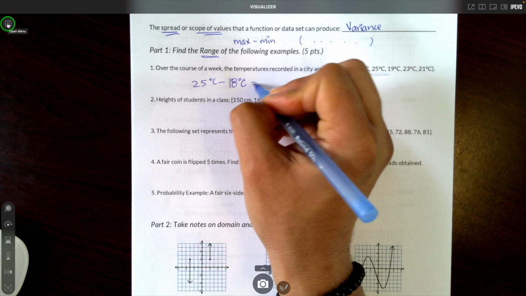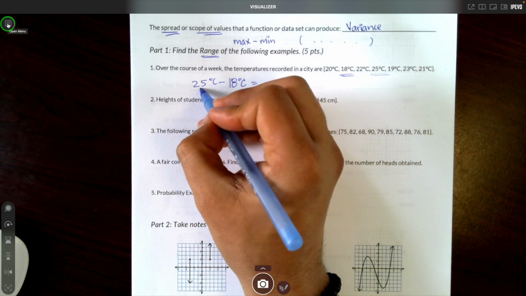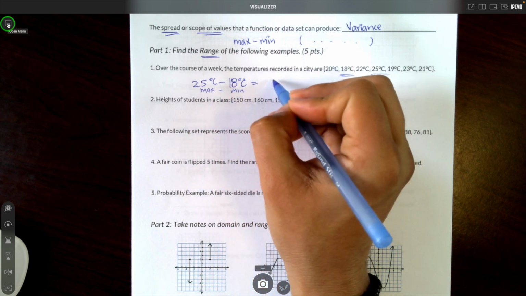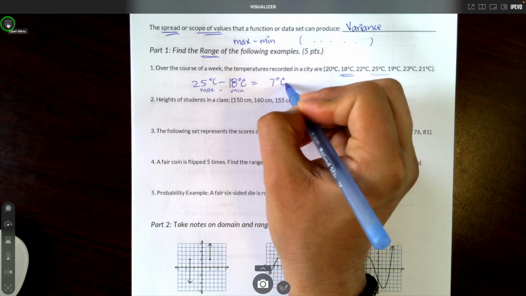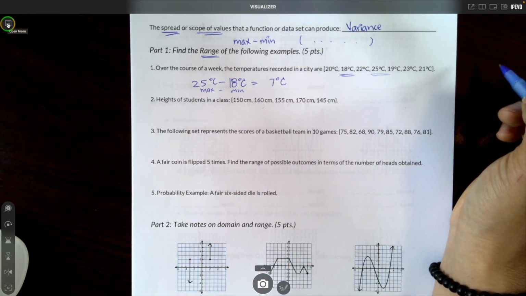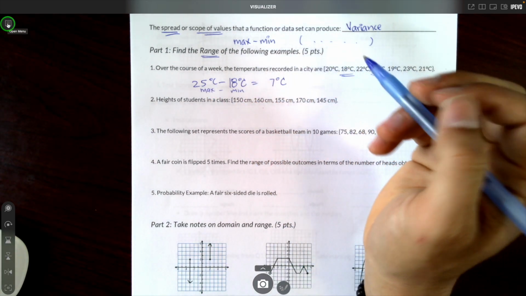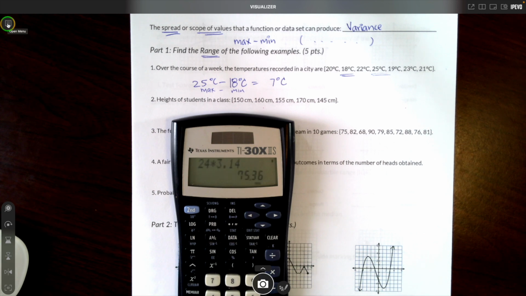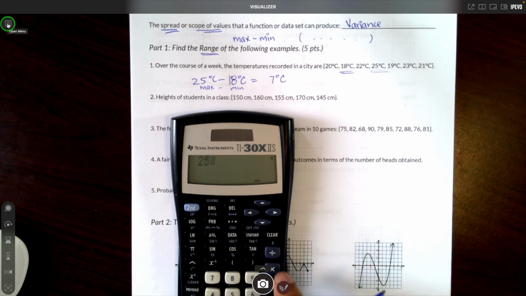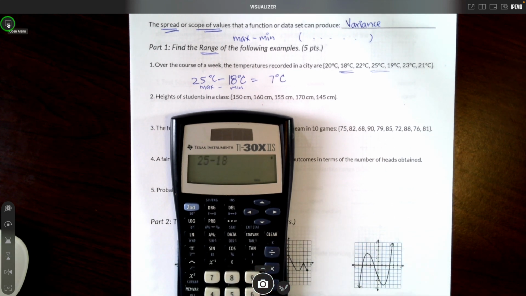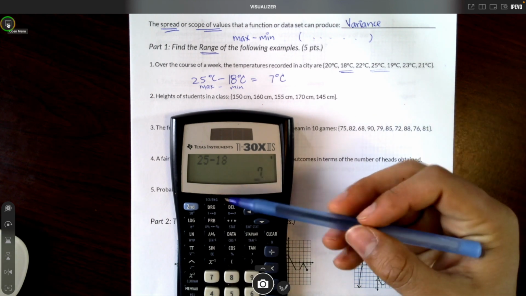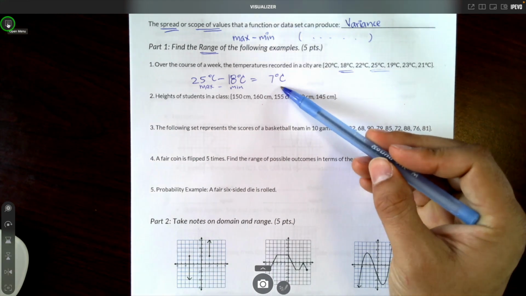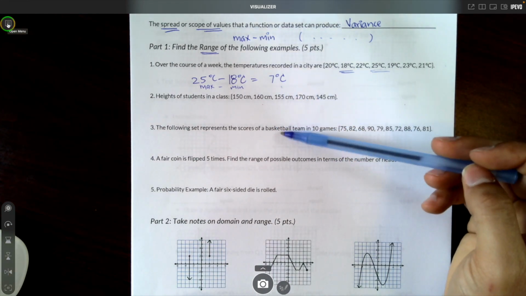So the range of this is the max minus the minimum value, which gives us a range of 7 degrees Celsius. 25 minus 18 is 7, and if you don't believe me, you can get your calculator. Wouldn't it be funny if I got something other than 7? But nope, it is 7. Make sure you label it correctly. Go ahead and do that for the rest.